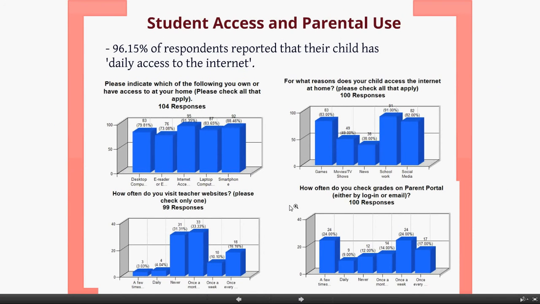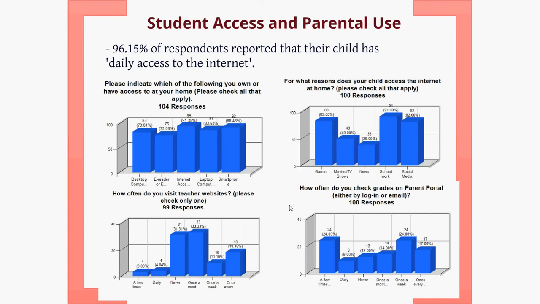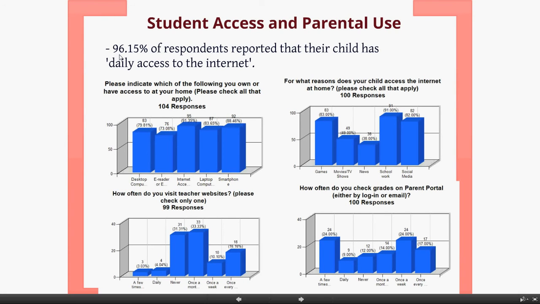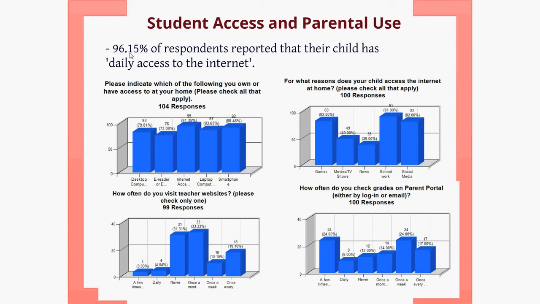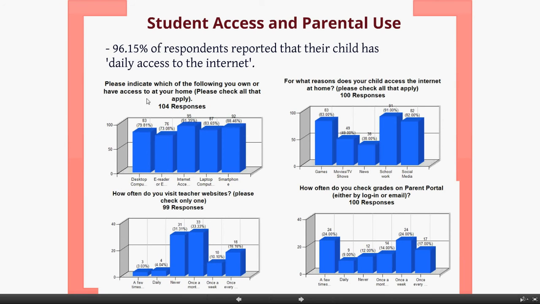Okay, on this page, we're going to look at the results of the access to technology at home. And so here, the most important, 96% of our respondents reported that their child has daily access to the internet. Okay, going further here, I wanted to find out access to things like desktop computer, e-reader, laptop computers, and smartphone. And as you can see, again, the lowest number we have is e-reader, and that was at 73%.